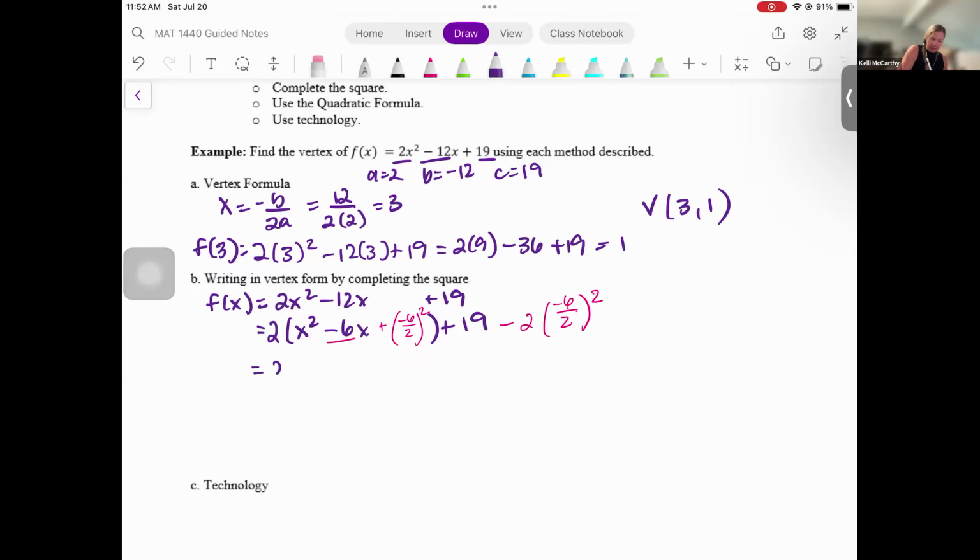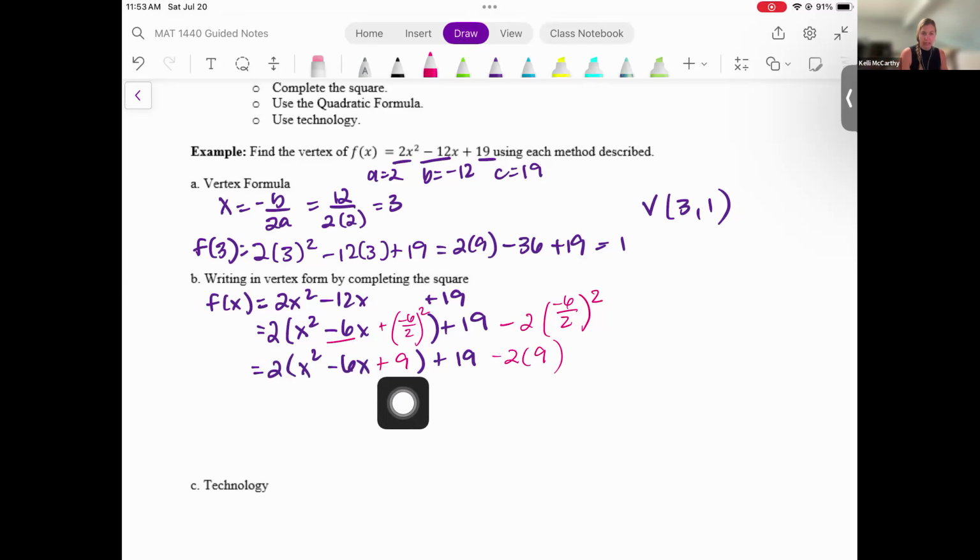Okay, let's simplify. 2 times x squared minus 6x. Negative 6 divided by 2 is negative 3, and negative 3 squared is 9. So I'm going to keep this in pink just to illustrate what we've added here. Okay, so when we see it written like this, it's maybe a little bit easier to see why we've got the minus 2 times 9, because we're adding 2 times 9 right here with that 9.